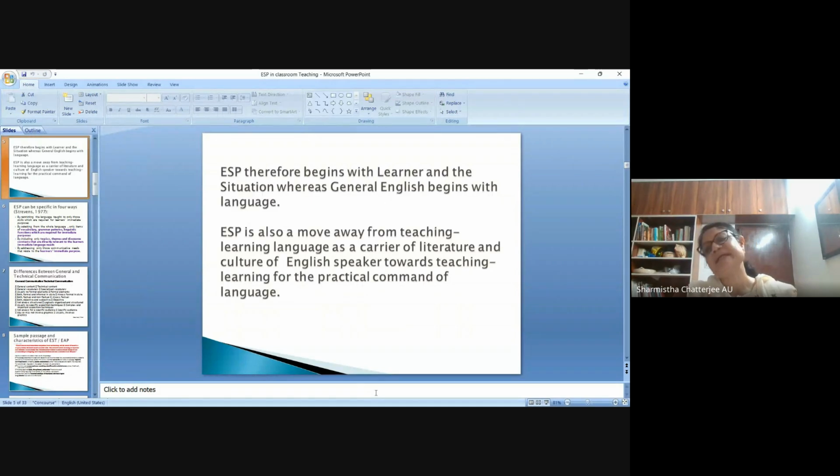General English begins with language. When we talk of communicative English, we basically talk about how you go about in society, augmenting or bettering your relationships, how you can become a better communicator. Now, that is different again. All of you must have learned this by now. Also, this is a shift from teaching and learning language as a carrier of literature and culture.